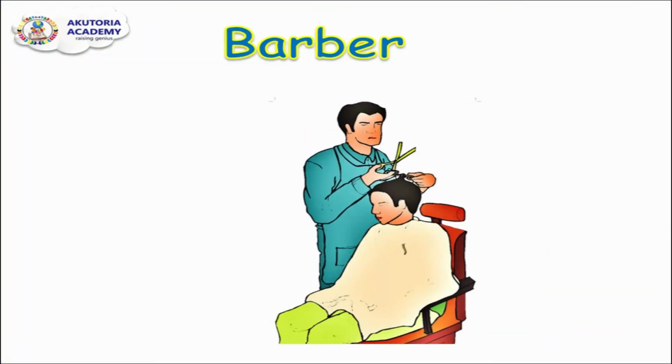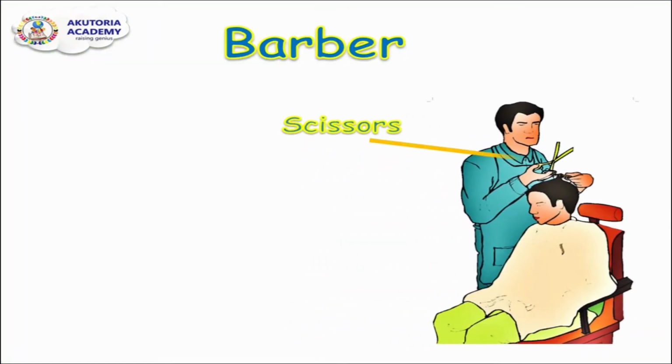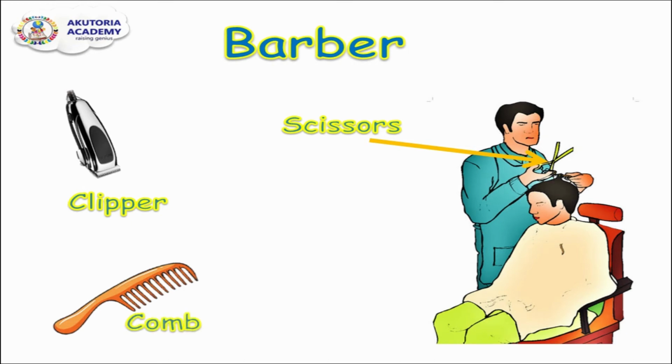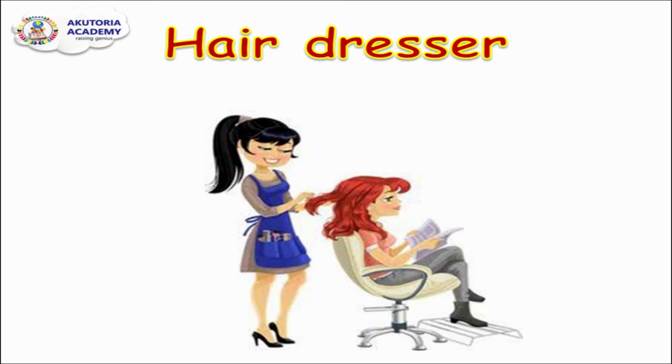The barber uses the scissors. Like he has one in his hand to cut our hair. He also uses the clipper to cut or to barb our hair. Especially for the boys, the barber uses the clipper to give them a very good haircut. And he uses a comb as well. So the barber uses a scissors, a clipper, and a comb.